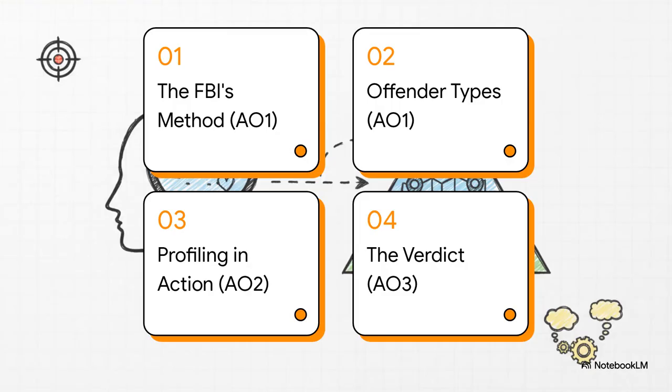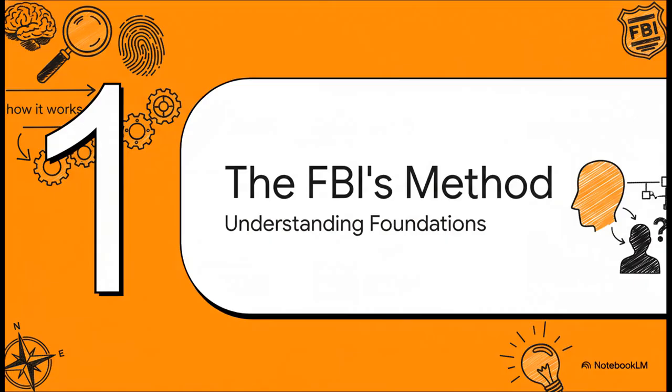Okay, here's our game plan. We're going to cover the method and the offender types for your AO1 knowledge, then look at how it's applied for AO2, and finally, we'll get into the all-important evaluation for AO3. Right, let's kick things off with the absolute essentials, your AO1 knowledge. Where did this idea even come from, and what are the nuts and bolts of how it works?